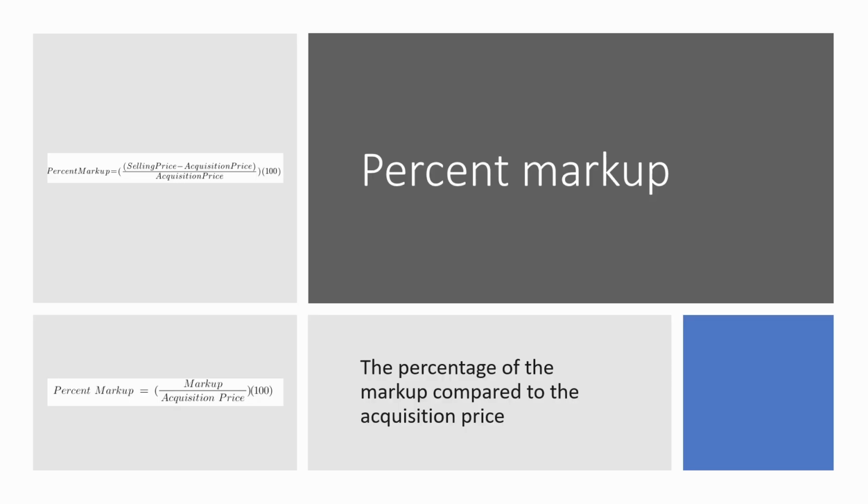Next we have percent markup. Percent markup is the percentage of the markup compared to the acquisition price. It's different from your markup, in which markup is an absolute value in terms of currency, like in pesos. Take for example, your markup is 40 pesos. It means for every sale, you earn 40 pesos. But for percent markup, it's a relative value on how much you increased the price based on the acquisition price. So it's a useful metric for determining how much you are increasing the price of an item.